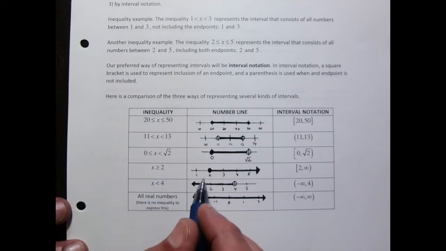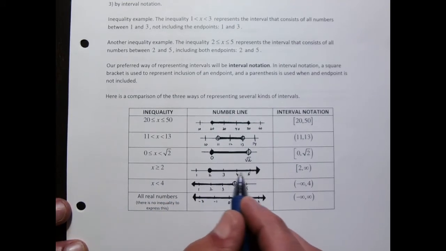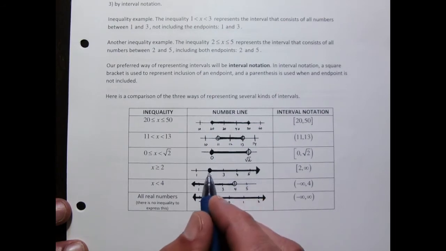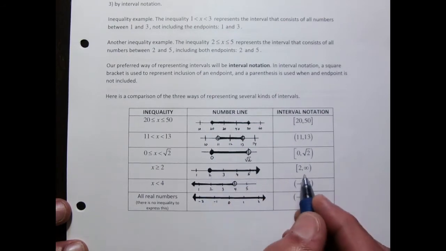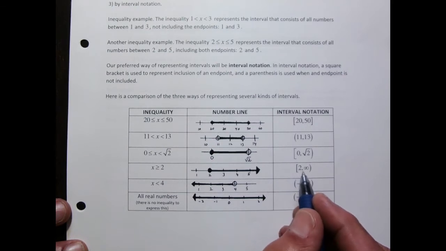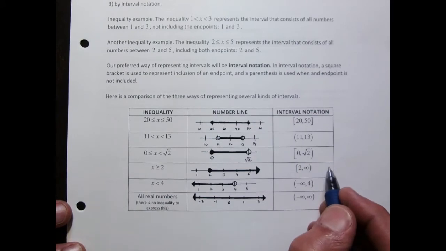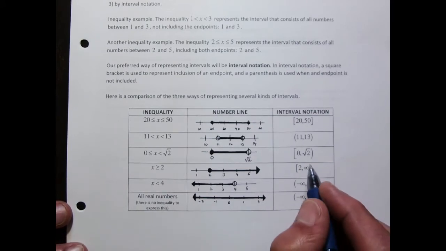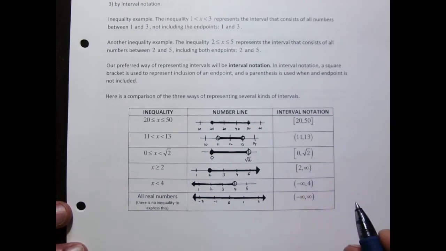Well, all the numbers greater than or equal to 2 go off to the right on and on forever, with 2 included. In interval notation, we write down square bracket 2, comma, and we use the infinity symbol to represent this idea of extending on and on to the right, with a parenthesis on the end.